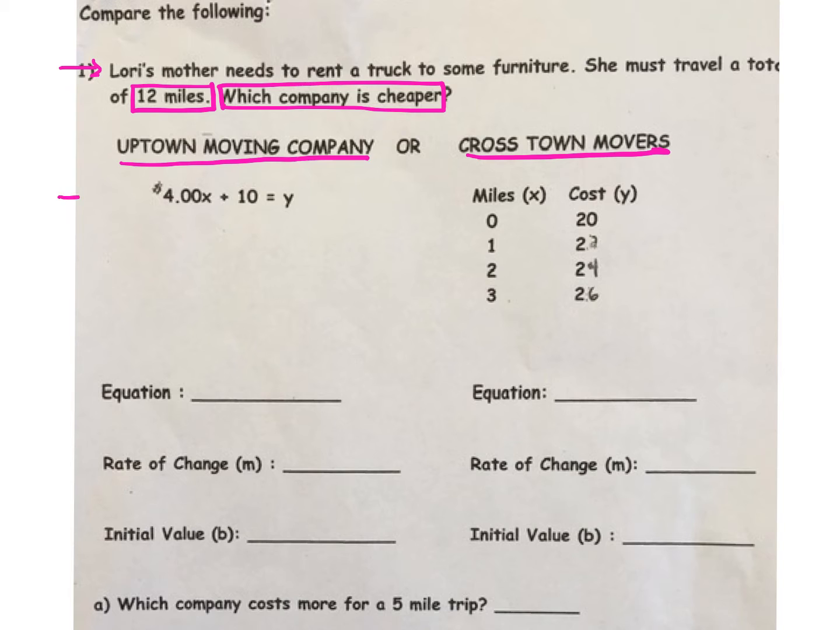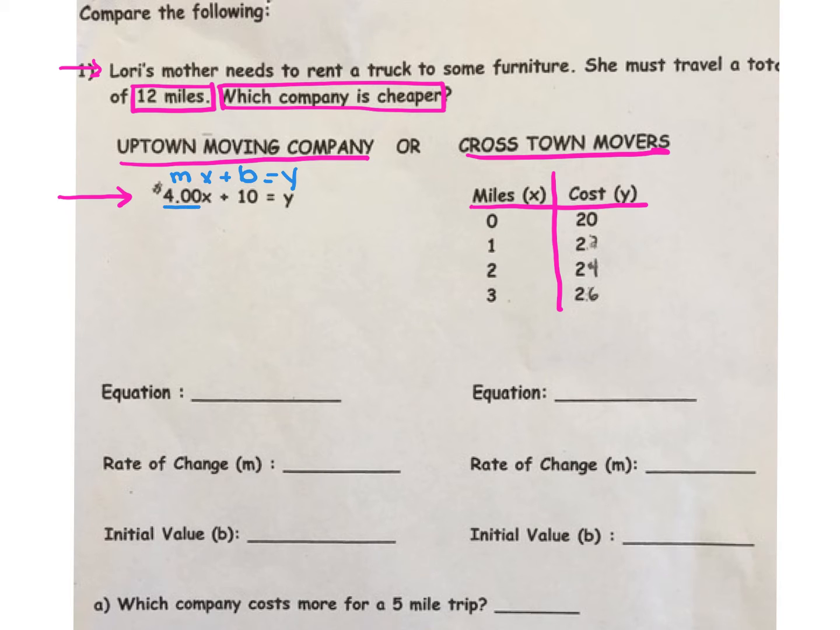We can see that Uptown has given us an equation. And Crosstown, well, they've given us a table. So, let's compare each circumstance. Let's start with our equation. We know that mx plus b equals y.